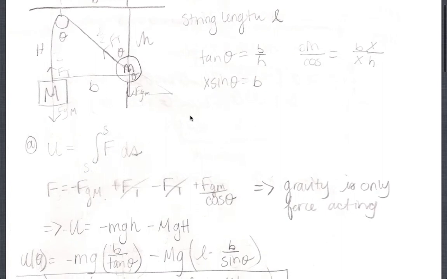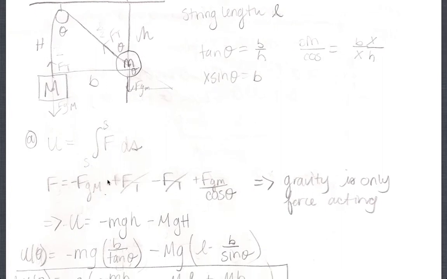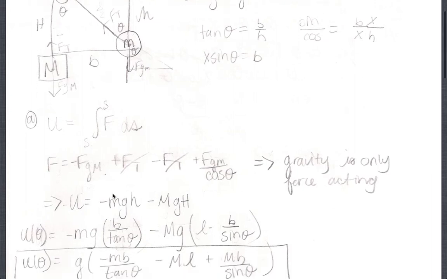So I looked at the forces in this, and since we're using curvilinear motion, the forces of tension will cancel out because they're equal and opposite. So you really only have the force of gravity acting. So gravity potential energy is just mgh.